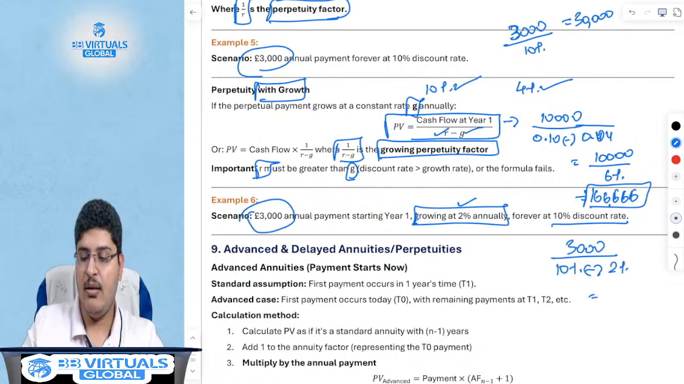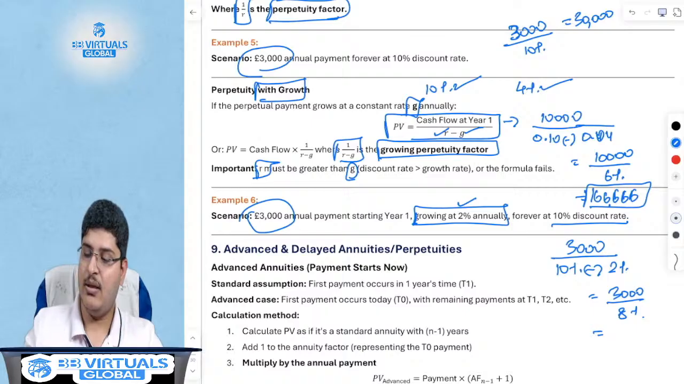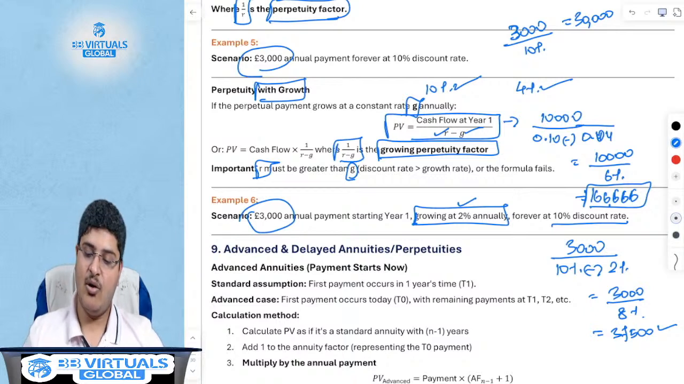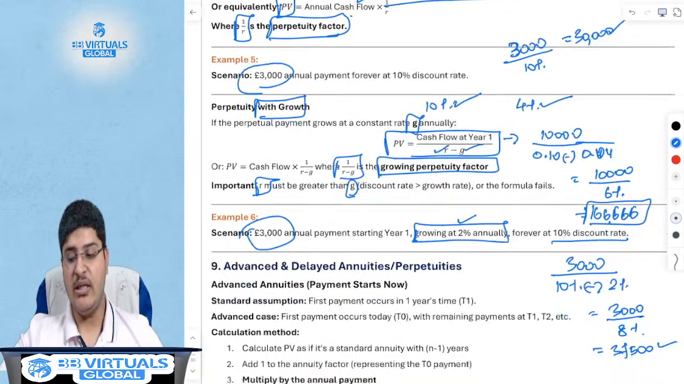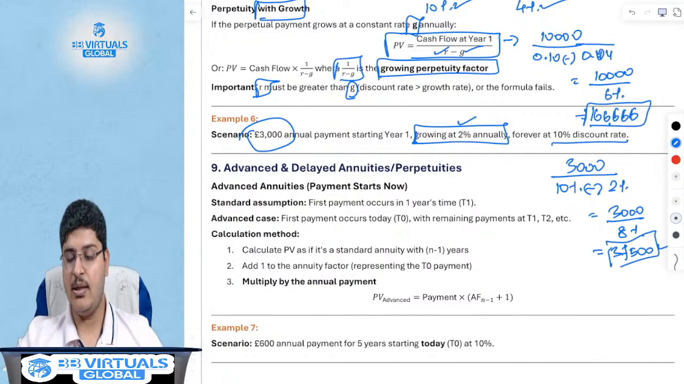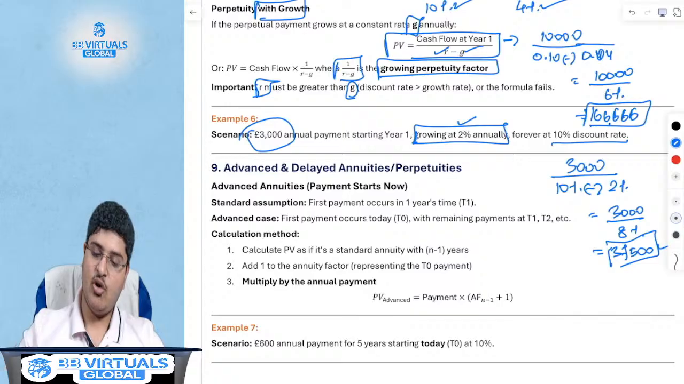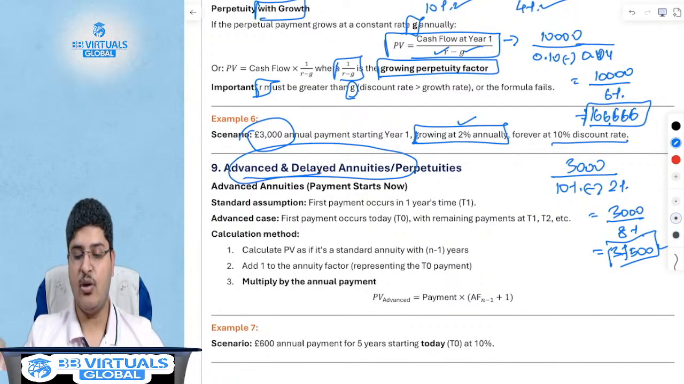That gives me 3,000 divided by 8%, which gives me my answer on the present value for perpetuity, which is growing forever. So if it was not growing, the answer would have been 30,000, but because it is growing, my answer is 37,500. Now let's talk about advanced and delayed annuities or perpetuities.